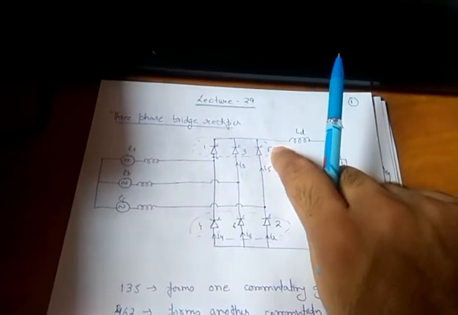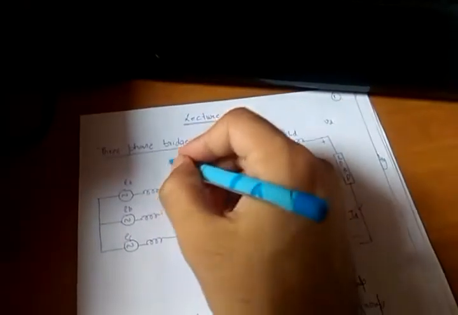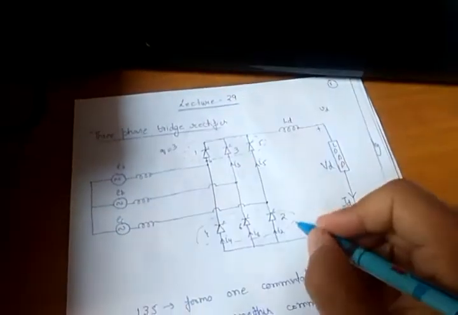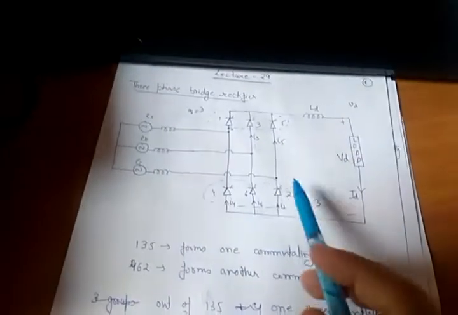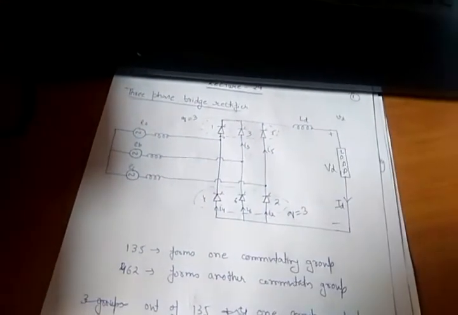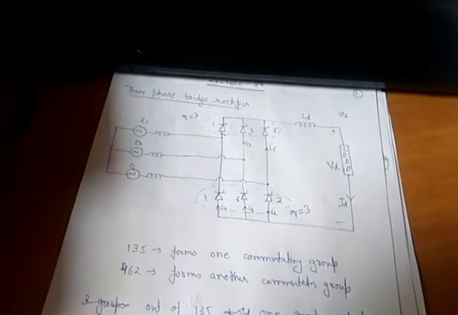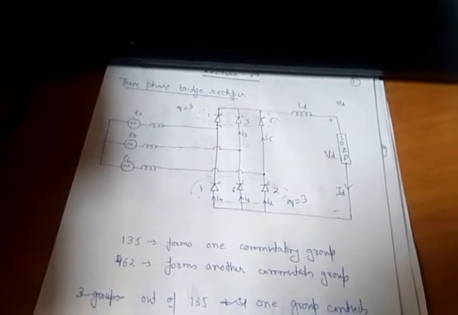So what is Q? Q is equal to 3 here. This is a group of 3 valves and only 1 valve is conducting. So this is called a commutating group. What was the definition of the commutating group? I told you yesterday.